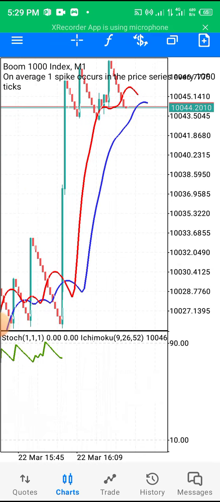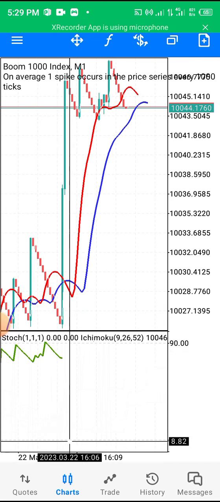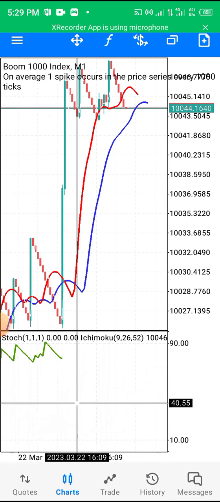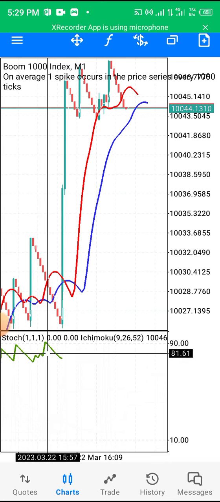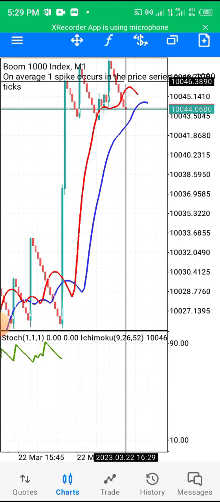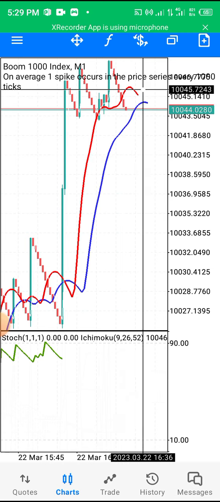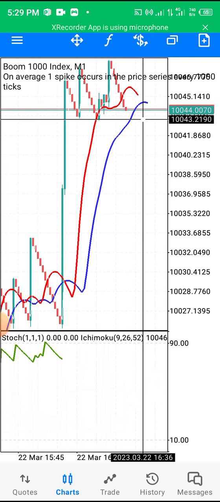Like on Crash we were waiting for the green indicator to hit our level 10, but in Boom we are waiting for it to hit the level 90. So as you can see, the green indicator is on level 90 already, so that means the first condition is being met. The second condition we're waiting for now is for the red indicator here to cross the blue one to the downside. And that's when we open our positions and we start selling.